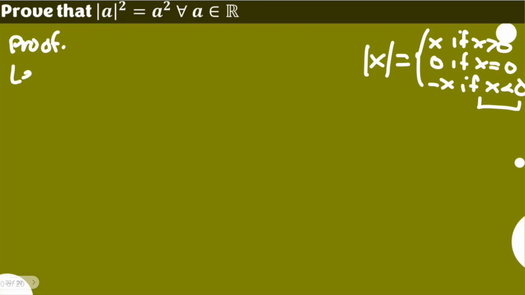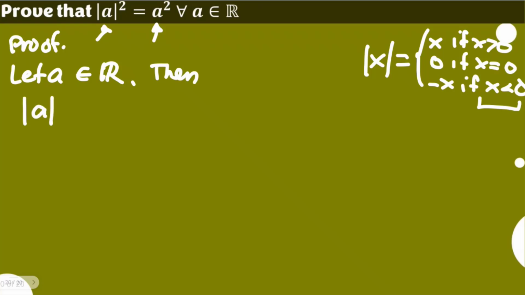So we let a be an element of the set of real numbers so that we can use the algebraic properties of real numbers. Our goal now is to go from here and reach this point. So we just need to show that the left-hand side is equal to the right-hand side. So then we have the square of the absolute value of a. How do we show this, arriving at this form?